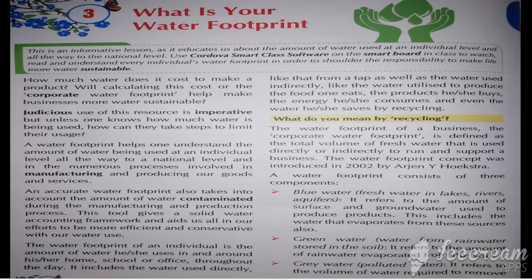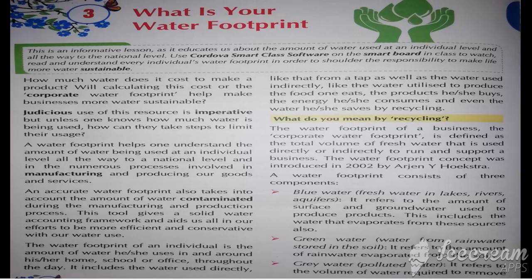Okay, now see the next is given. The water footprint of an individual is the amount of water he/she uses in and around his/her home, school, or office throughout the day. It includes the water used directly, like that from a tap, as well as the water used indirectly, like the water utilized to produce the food one eats, the products he/she buys, the energy he/she consumes, and even the water he/she saves by recycling.